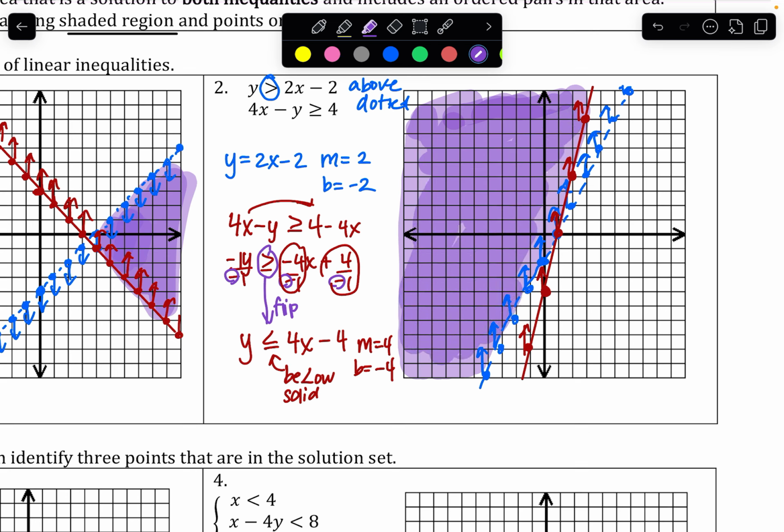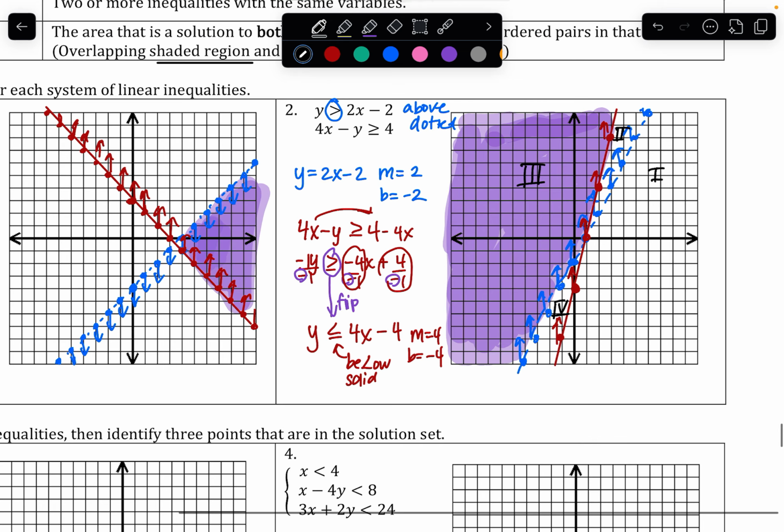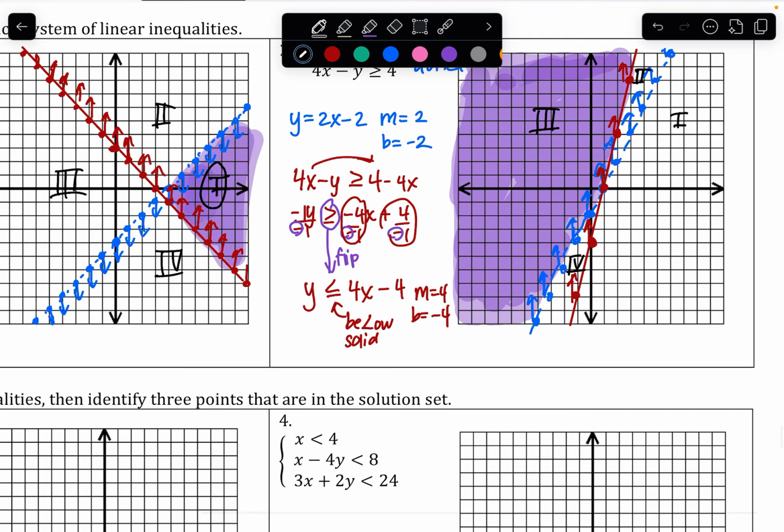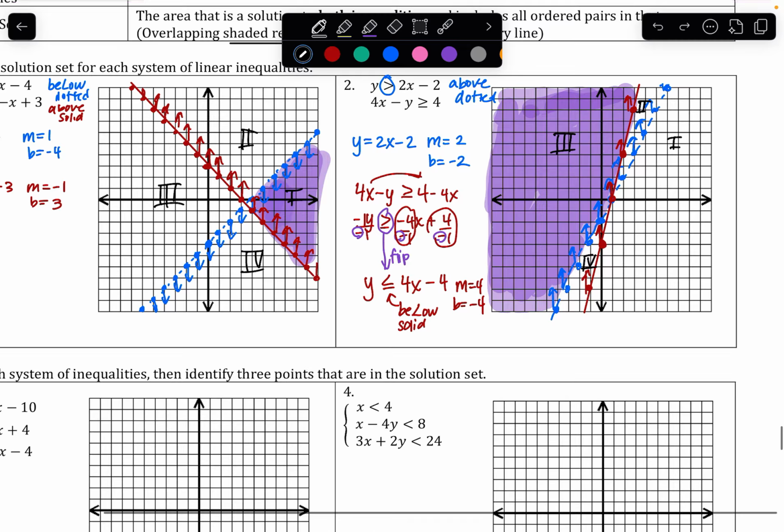Whenever you have two lines, it divides your coordinate grid into 4 quadrants. And so you can think of this as quadrant 1, this little area is quadrant 2, this area of quadrant 3, this tiny area of quadrant 4. So your solution set is only going to be one of the quadrants. And so in this case, quadrant 3 was our solution. In this case, quadrant 1 was our solution set.